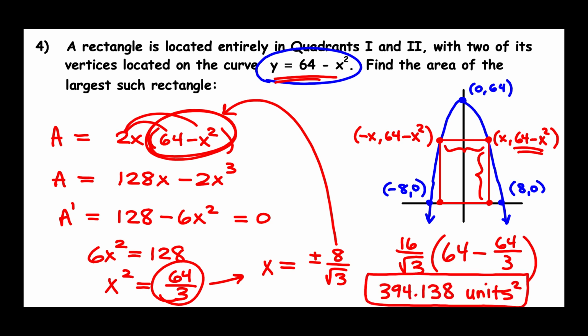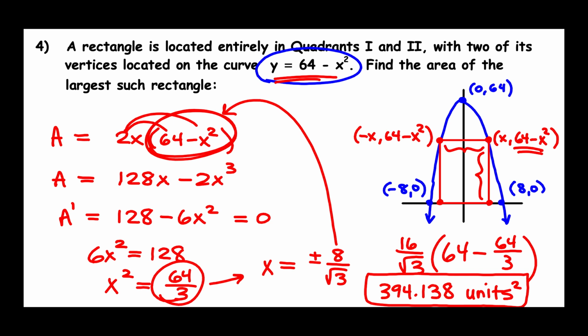394.138. If this was part of a free response question, College Board would also honor 394.137 because it's 0.1377838. So they'll take either 137 or 138 after the decimal. And that's the area of the largest such rectangle.